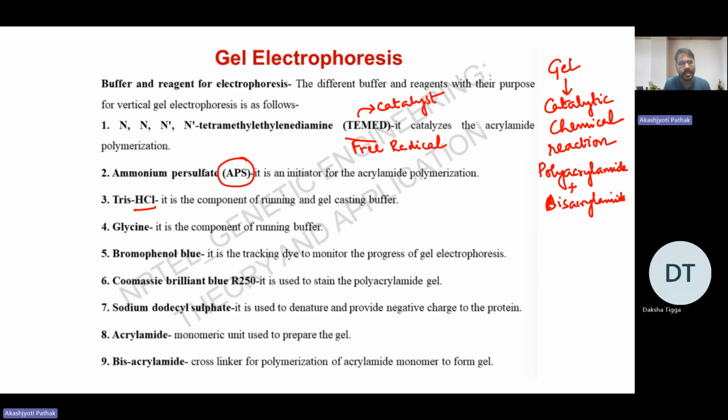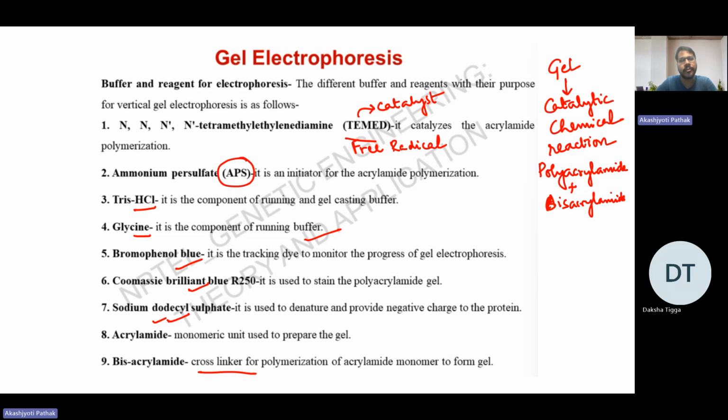Okay, glycine is the component of the running buffer. Bromophenol blue is the tracking dye. Coomassie brilliant blue R250 is the staining dye. Sodium dodecyl sulfate is denaturing your protein and it is giving negative charge to the protein. Acrylamide are the monomer units to prepare the gel. Bisacrylamide is the cross-linking agent. So remember the function of each of these components.